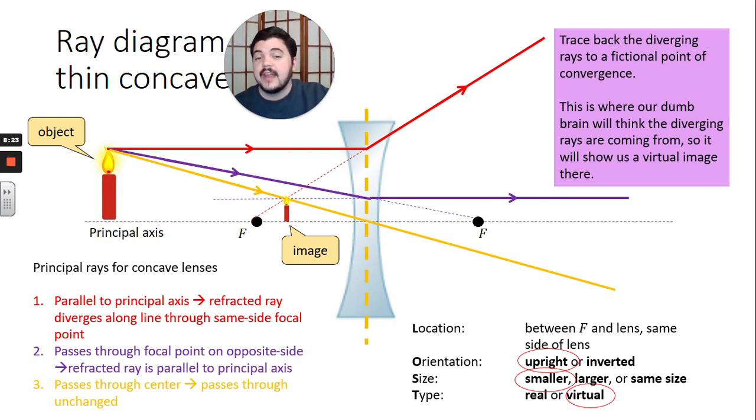The light rays diverged. They didn't intersect. We had to trace them back to a fictional point of intersection. There we go. There's our ray diagrams for lenses, lost art of image description. We'll do some practice in class.